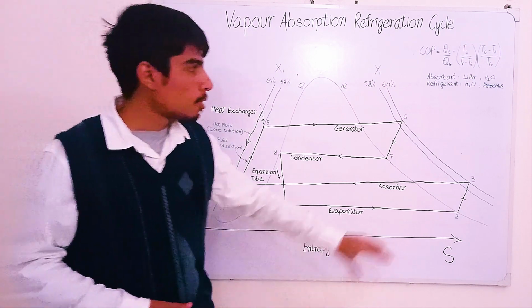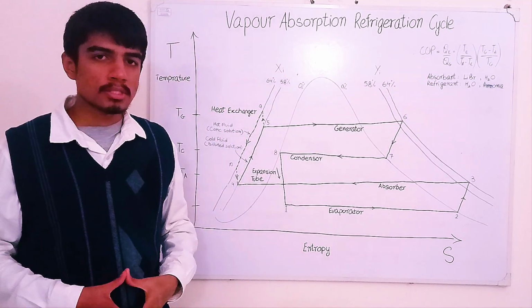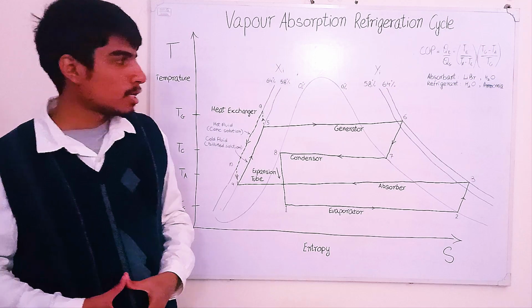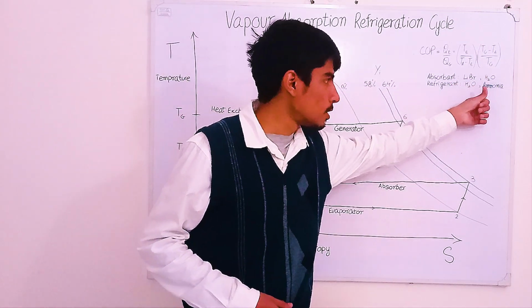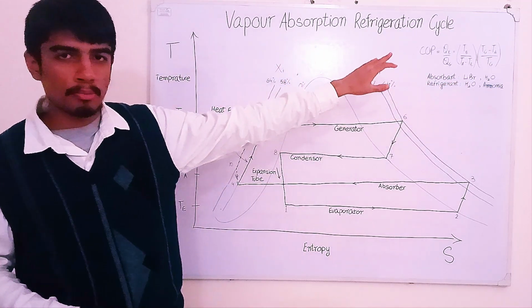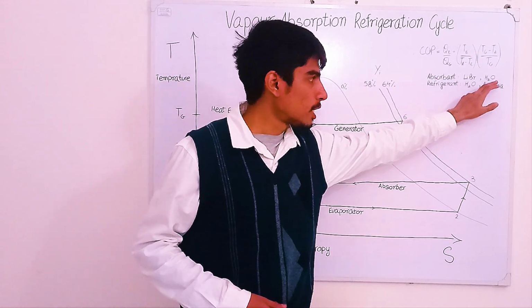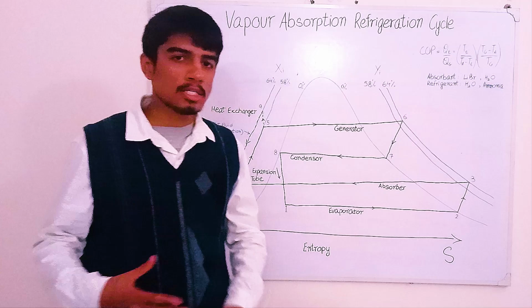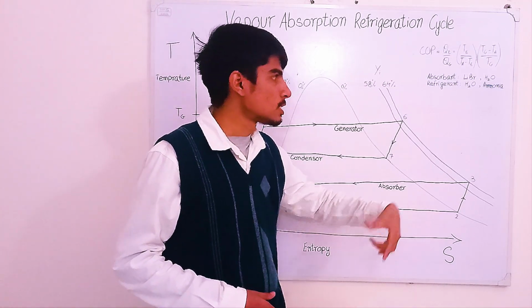Now if I talk about absorbent and refrigerant pairs, some of the famous pairs are lithium bromide and water, and water and ammonia. In the case of lithium bromide and water, lithium bromide is the absorbent and water is used as refrigerant, while in the case of water and ammonia, ammonia is utilized as refrigerant while water is used as absorbent.